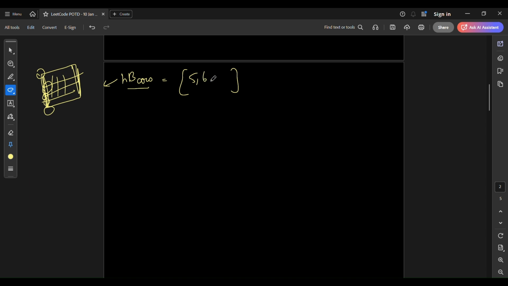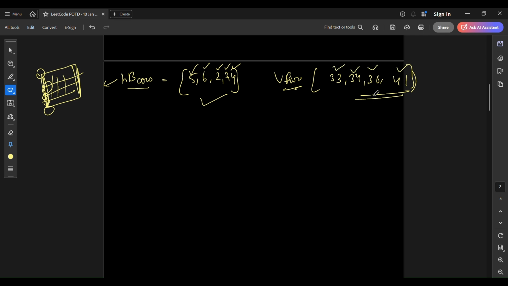Okay. So let's say my h bar is 5, 6, 3, 2, 3, and 4. And my v bar is, let's say, 33, 34, 38, and 41. So it simply means, first make a grid. We can take the example that it might be a grid of 42 into 7 size, and we have to remove the horizontal lines number 5, number 6, number 2, number 3, number 4. And similarly we have to remove the vertical lines which are numbered as 33, 34, 38, and 41.